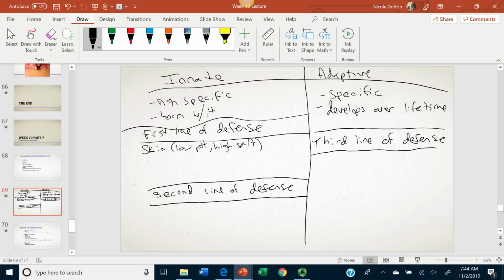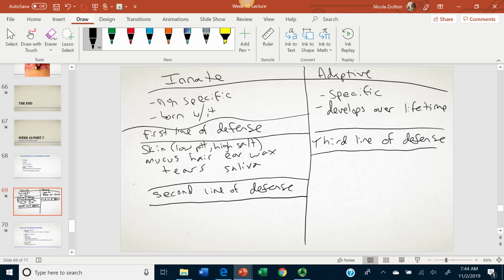Mucus, hair, earwax, tears and saliva. So all of those things work together to prevent microorganisms from entering the body. If the microorganism does enter the body, we have to enter into some type of localized fight.